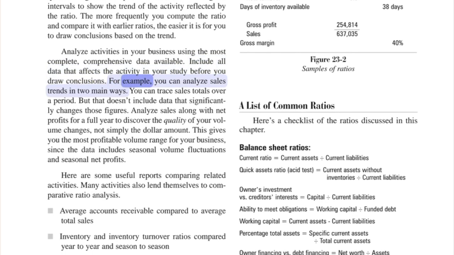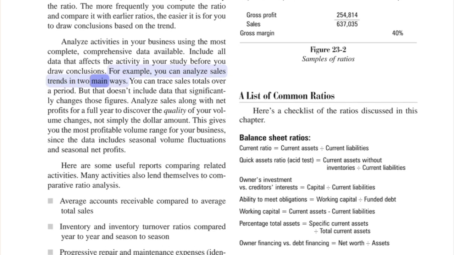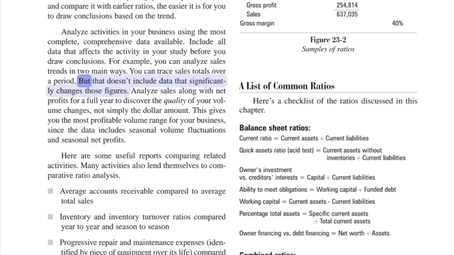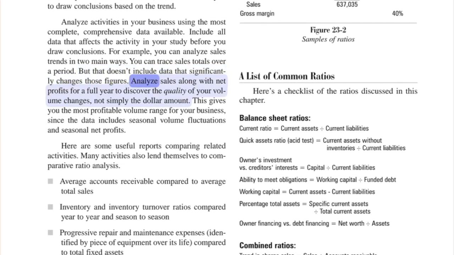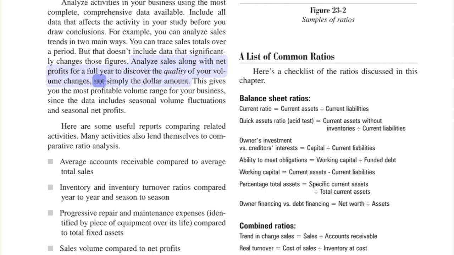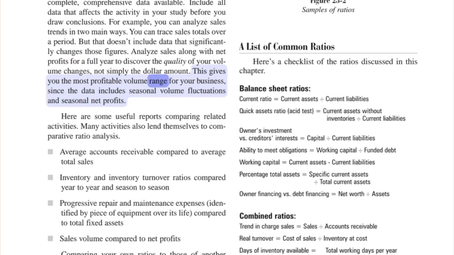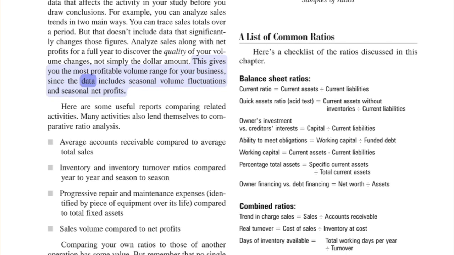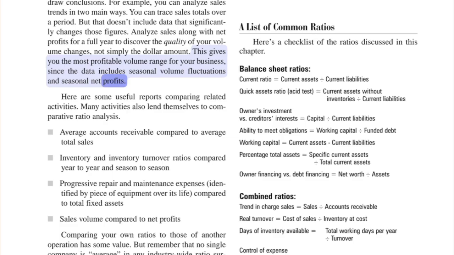For example, you can analyze sales trends in two main ways. You can trace sales totals over a period, but that doesn't include data that significantly changes those figures. Analyze sales along with net profits for a full year to discover the quality of your volume changes, not simply the dollar amount. This gives you the most profitable volume range for your business, since the data includes seasonal volume fluctuations and seasonal net profits.